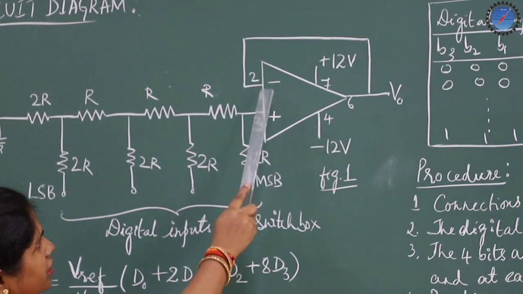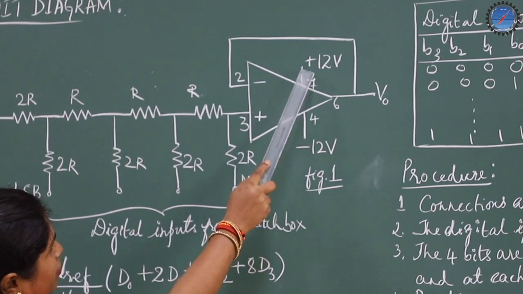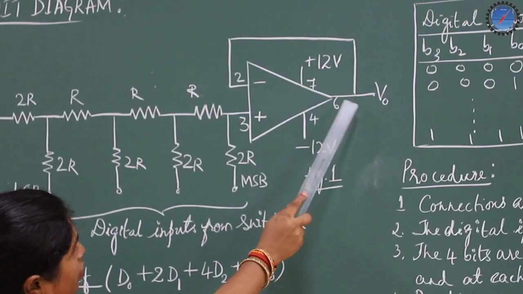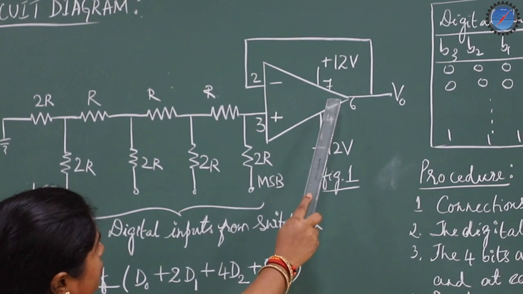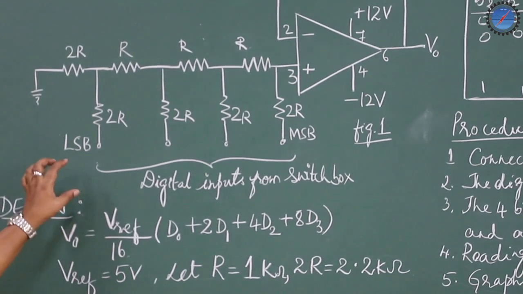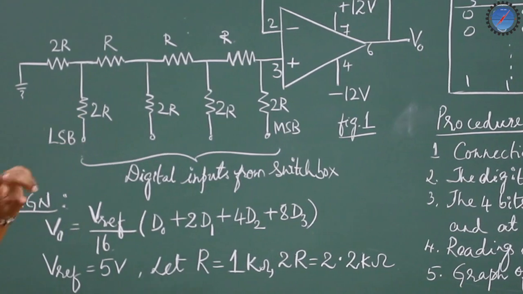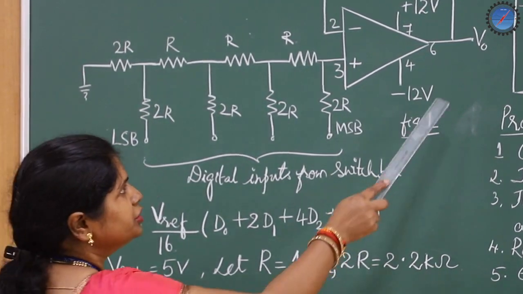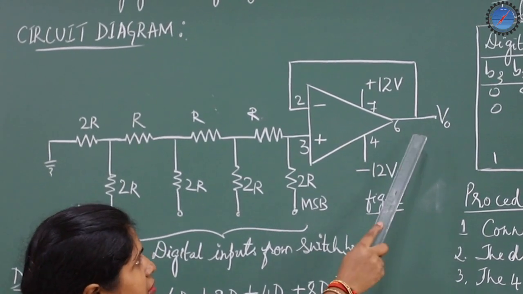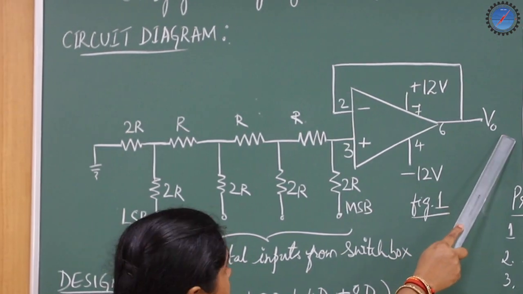And again, the op-amp requires dual power supply. We have plus 12 volts applied at pin number 7 and minus 12 volts at pin number 4, and we are going to take the output at pin number 6. Whatever input you apply is a digital input, and this will be converted to analog form. You can measure the analog output voltage by using a multimeter, so we connect pin number 6 to the multimeter.